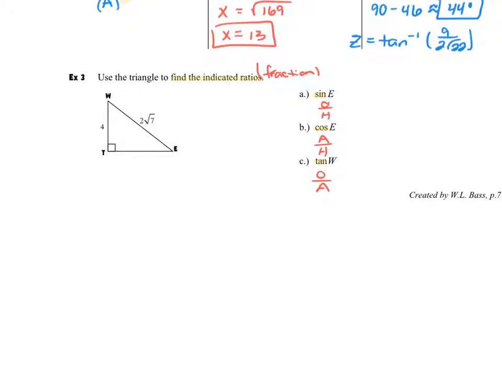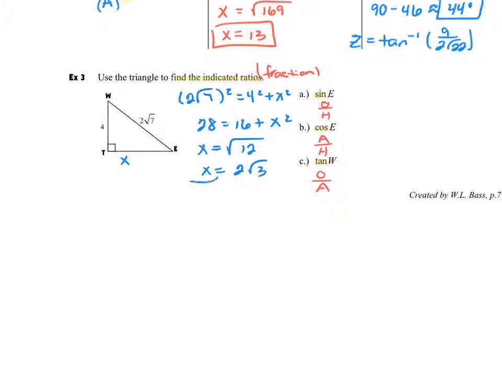And since I have an exact technique available to me, I'm going to use that exact technique. So I'm going to call this my x, and I'm going to do my Pythagorean theorem. So I have my 2 square root of 7 squared, and then I'm going to have my 4 squared plus my x squared. So I'm going to have 28 equals my 16 plus my x squared. So my x is going to be the square root of 12. In other words, my x, simplifying that radical, is 2 radical 3. So that is my last side there.